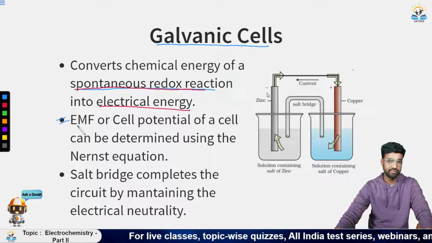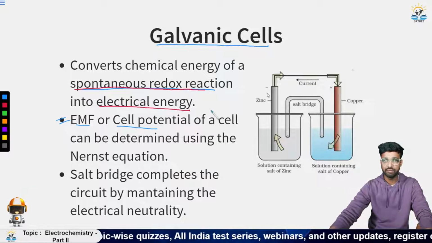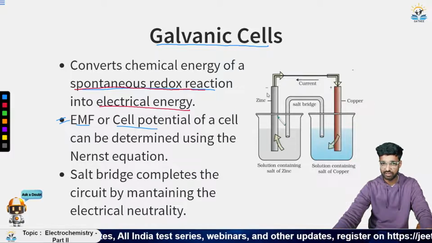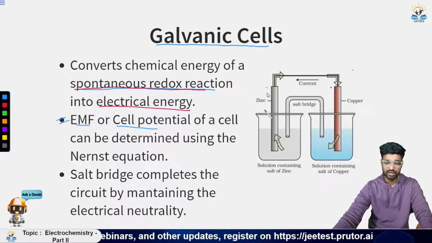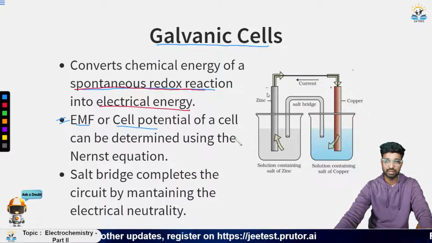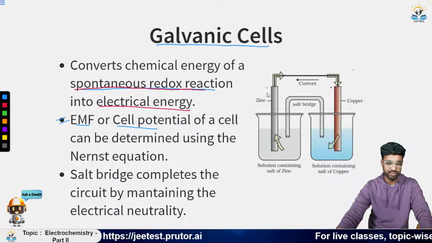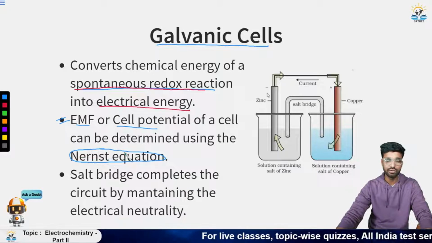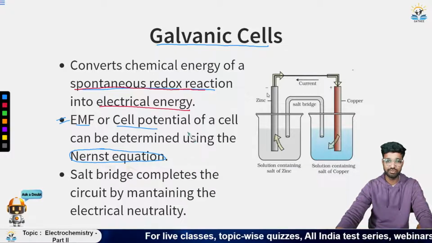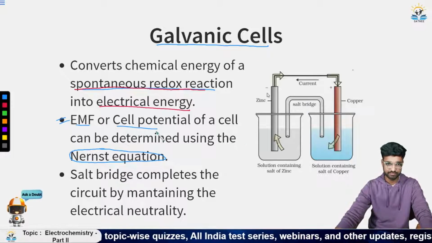Now, EMF or cell potential is the voltage that is produced when this chemical process takes place, and the amount of current we get is determined using this cell. It is determined using the Nernst equation. So we find the voltage that is produced during this reaction using the Nernst equation.